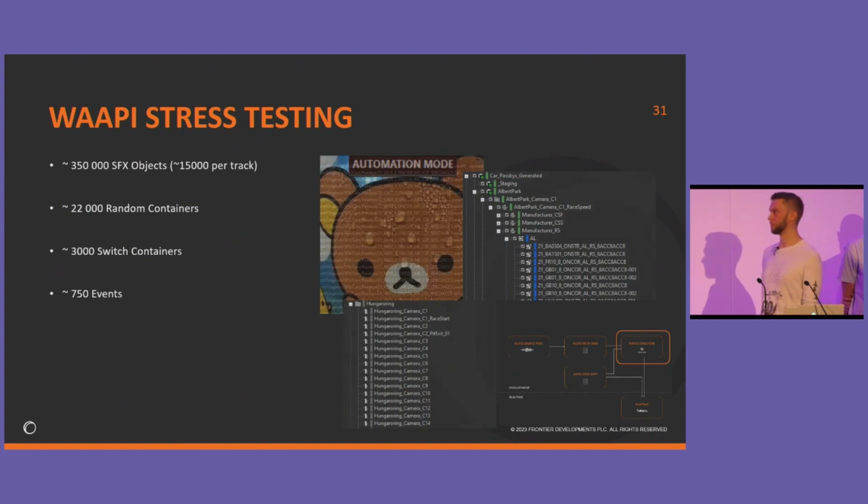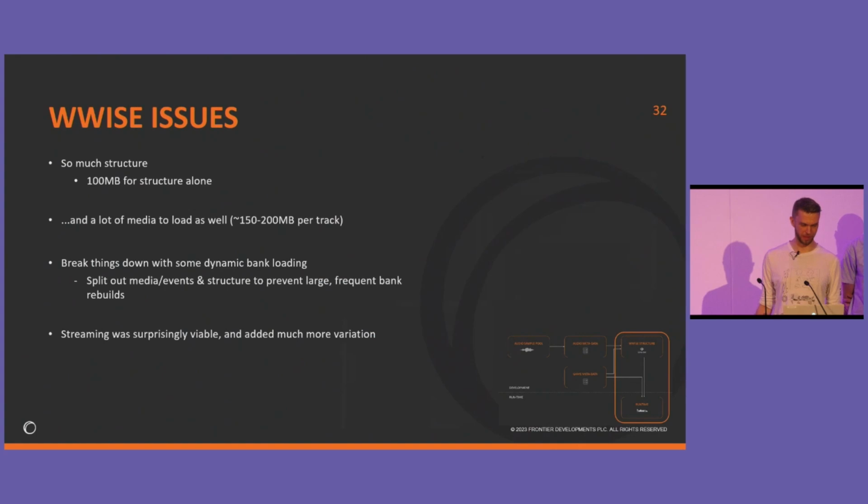And that produced quite a lot of stuff in our WISE project. 350,000 sound effects objects, 22,000 random containers, 3,000 switch containers, 750 events. It was quite a stress test, took quite a while to run. Yeah, it couldn't have been done manually, so great that we had that.